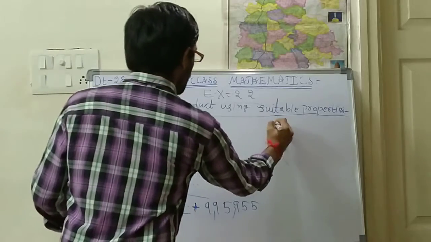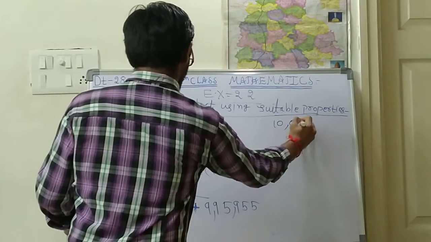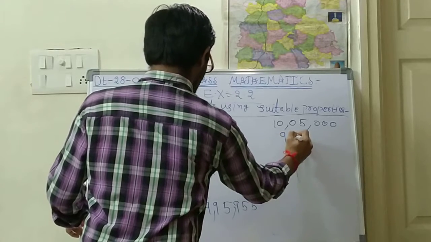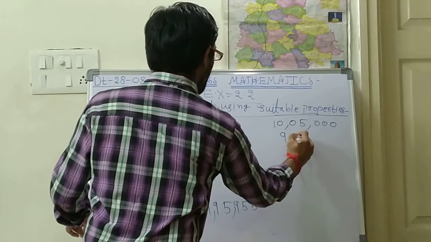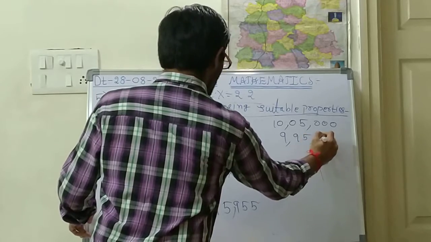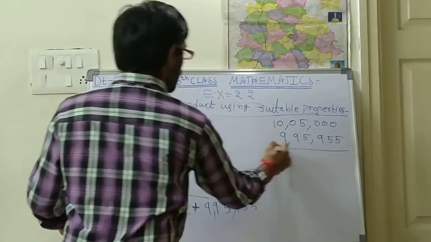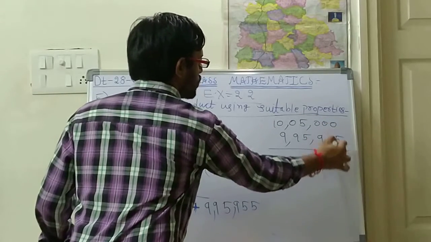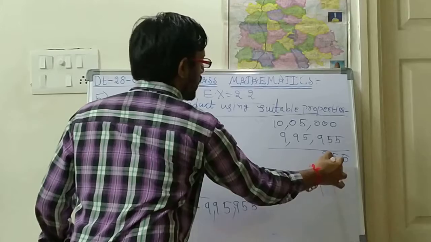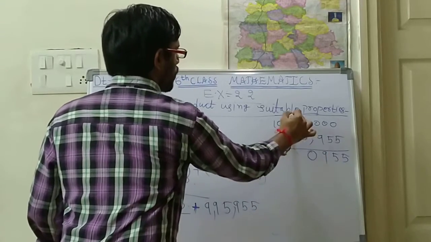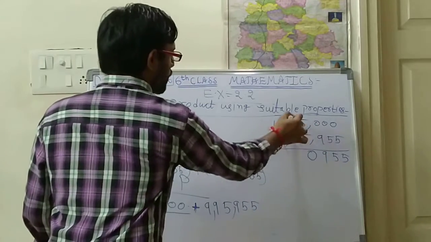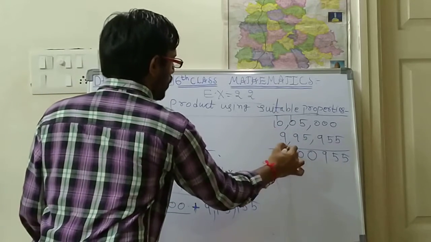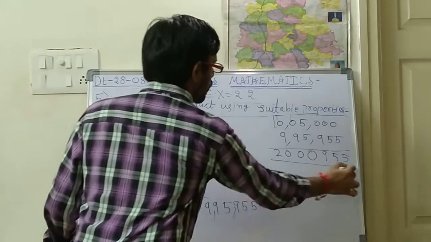So 10,05,000, that is 10 lakhs 5,000 plus 9 lakhs 95,955. Okay. So here, what is the addition? 0 plus 5 is 5, 0 plus 5 is 5, 0 plus 9 is 9, 5 plus 5 is 10, write 0 and carry 1. Next, 9 plus 1 is 10. Next, 9 plus 1 is 10. 1 plus 1 is 2. So what is the answer?